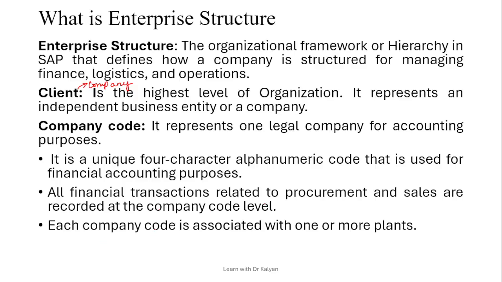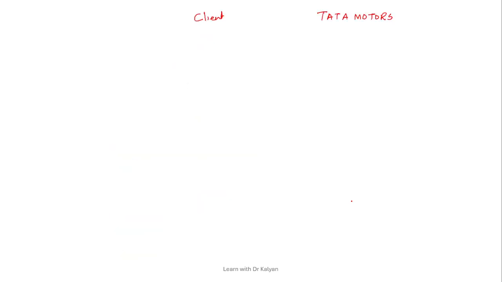Each company code is associated with one or more plants. What is a plant? Plant is nothing but a physical facility where actual manufacturing takes place. Under a company code, there may be different plants. Now let me get back to my slide to explain this one.